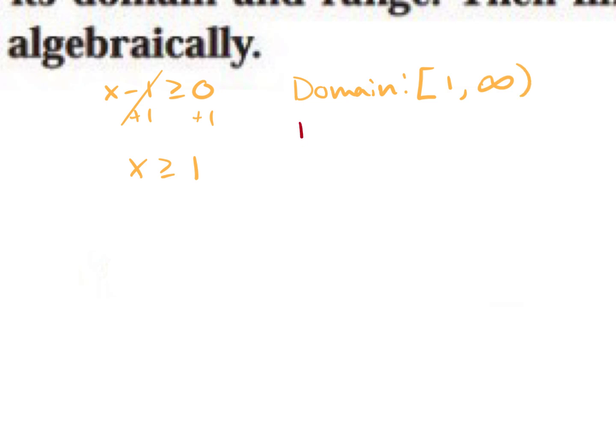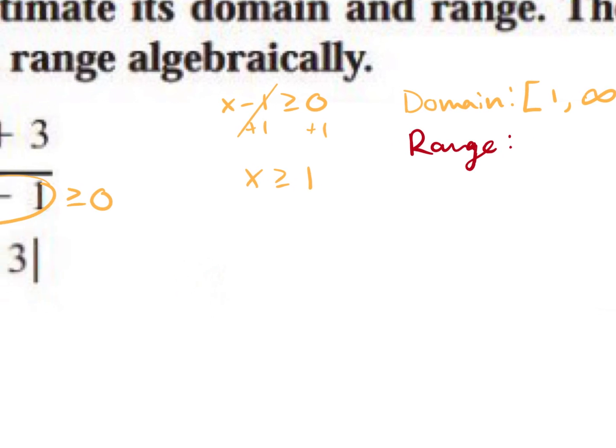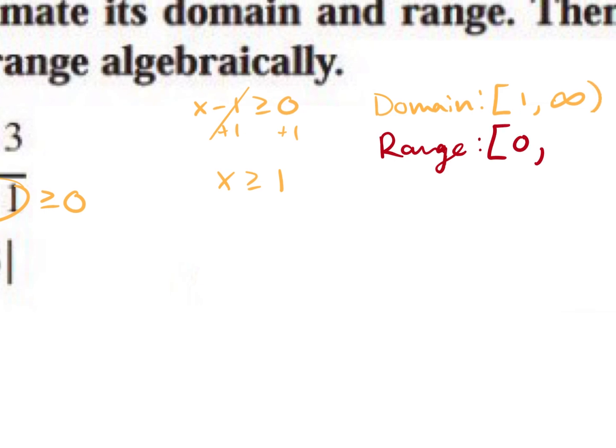And then with our range, what's the smallest value that our y could be here? Can I take the square root and get 0? Yeah. Can I take the square root and get a negative number? Anything less than 0? No. So what do you think our smallest number in our range could be? 0. So bracket 0. What's our largest number of our range? Infinity.